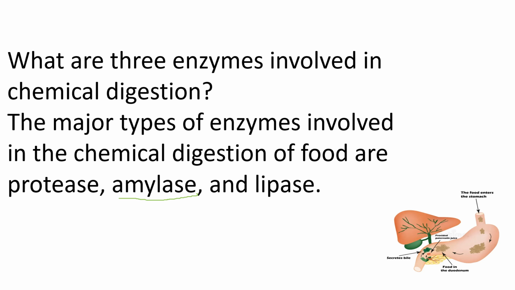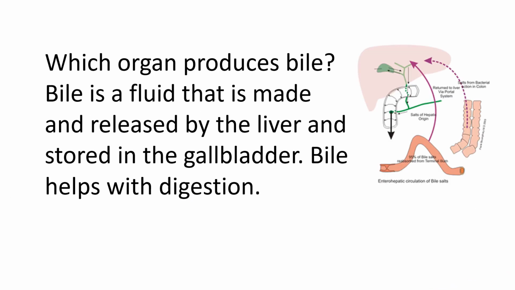In this diagram you can see that the food enters the stomach. Food in the duodenum secretes bile. Which organ produces bile? Most important point, bile is a fluid. Bile is a fluid that helps with the digestion, is released by the liver, and is stored in the gallbladder. Bile helps with the digestion.